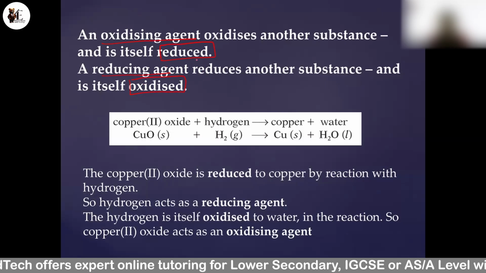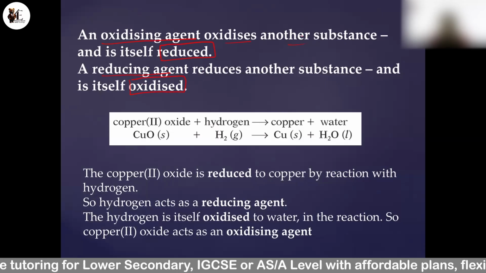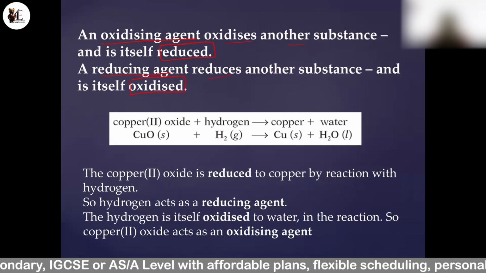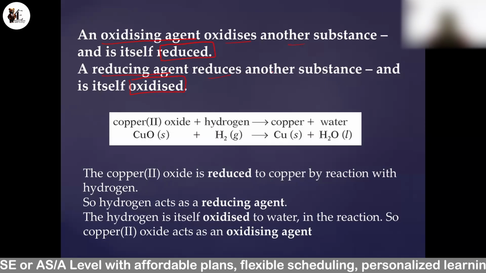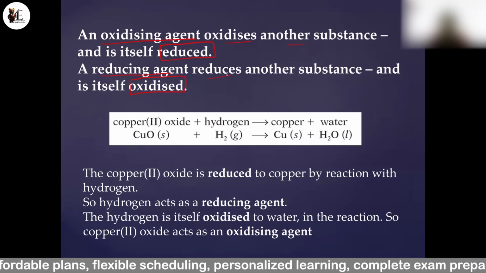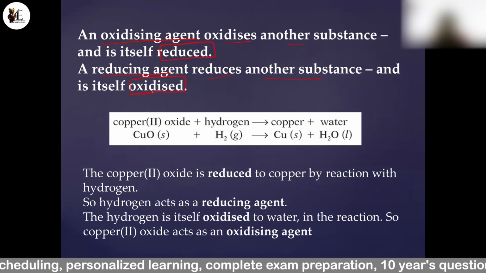The oxidizing agent oxidizes another substance, but itself it is getting reduced. Similarly, a reducing agent reduces another substance. That means it is a helper. Agent basically means a helper, right? So a reducing agent reduces another substance while itself it gets oxidized.